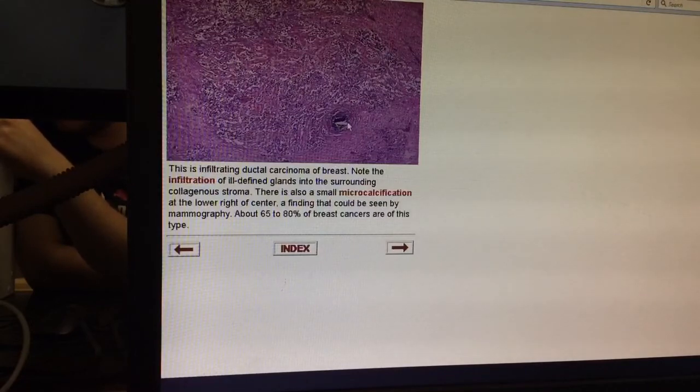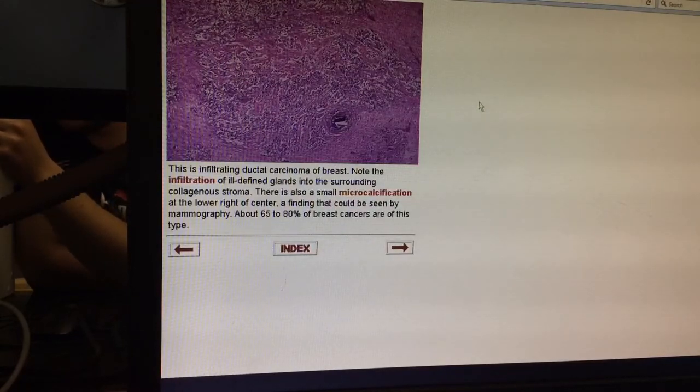And this lesion is called calcification, microcalcification. It is usually found when we do an X-ray of the breast, we find microcalcification, and this represents microcalcification of the breast found in the microscopic examination.